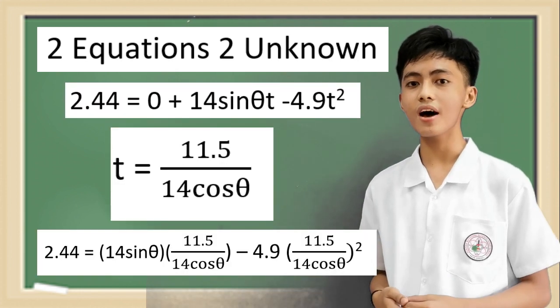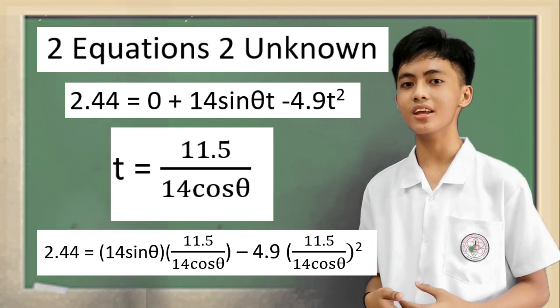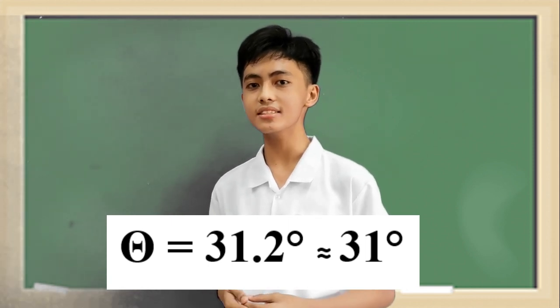We now have two equations, two unknowns. Let's plug in the value of time in the first equation, and we can now solve for the angle since it is the only unknown variable. Solving for theta, it will be equal to 31.2 degrees, approximately 31 degrees. Titus needs the angle of release to be equal to 31 degrees.